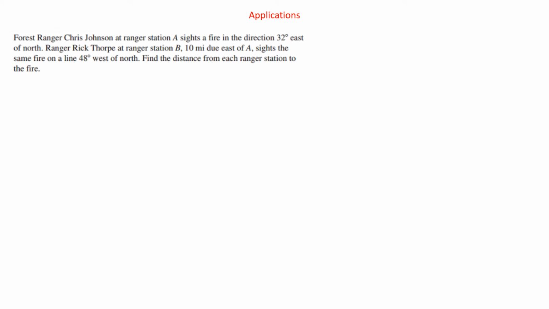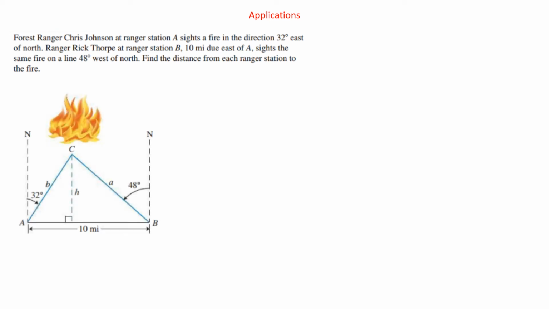First step, draw a picture. Sometimes it'll give you a picture, especially if the description is a little bit tough. So here we have the north, so we have 32 degrees from north, we have 48 degrees from north, and they're 10 miles apart. We need to find A and B. So to find A and B, we need first an angle and a side opposite. We know only one side. We know this side. So we need the angle opposite it. We need to find angle C. Well, how do we find angle C?